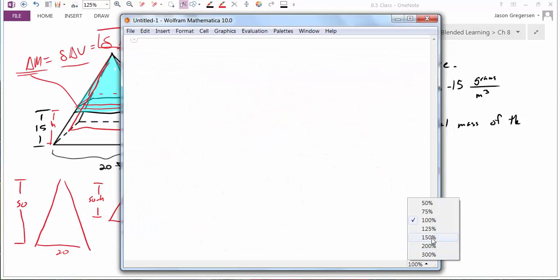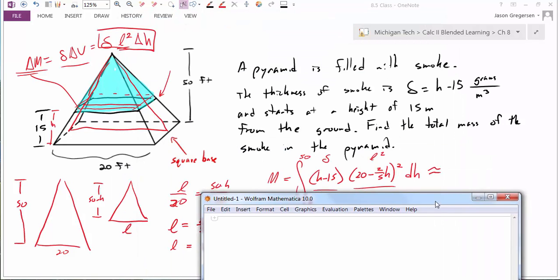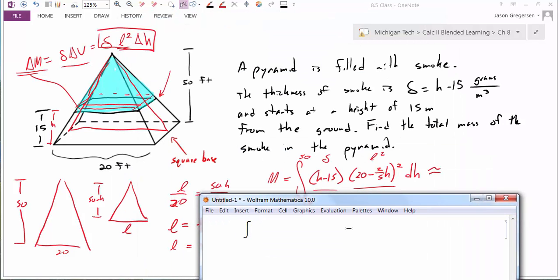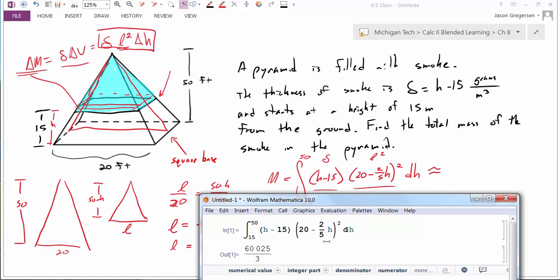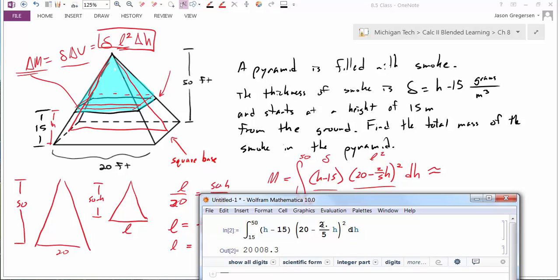All right. Let's see what we got here. We got the integral from 15 to 50 of h minus 15, times 20 minus 2/5 h, quantity squared, with respect to h. $20,000 grams.